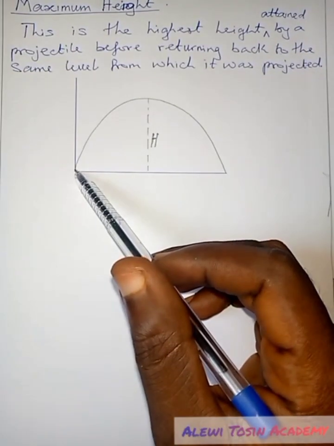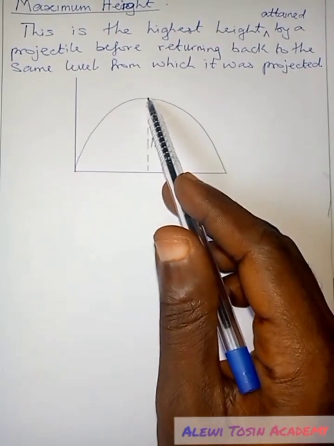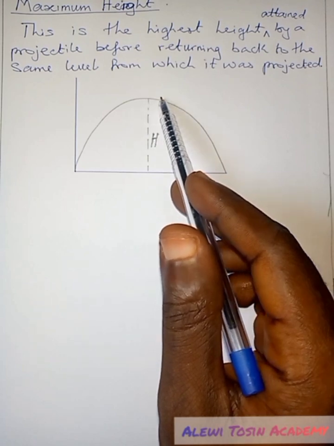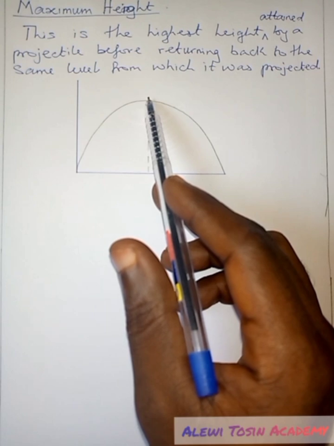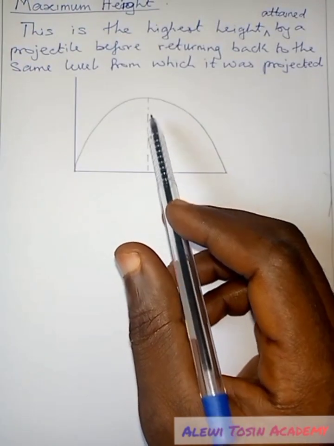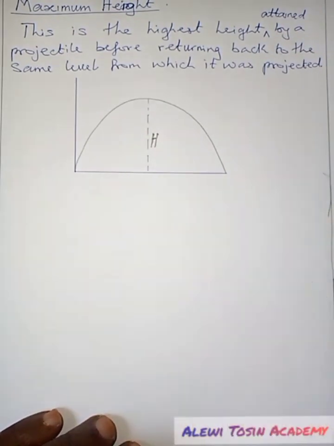Now, when we release a body like this, or probably, let's say we shoot a gun, when it goes up, there's a point where it will get to where it will stop going up again. It starts coming down. That point, the highest height attained by that body, is what we call the maximum height. And the maximum height is denoted by h.